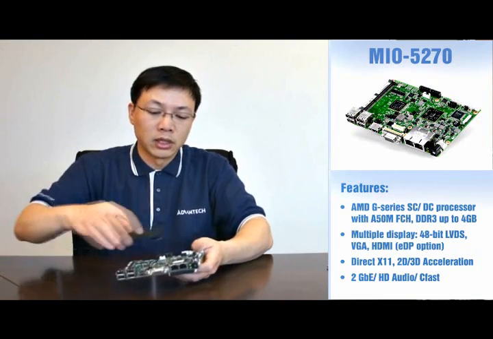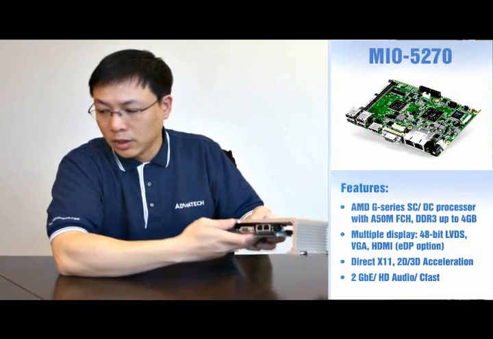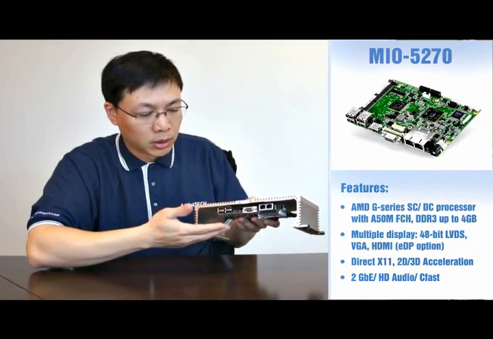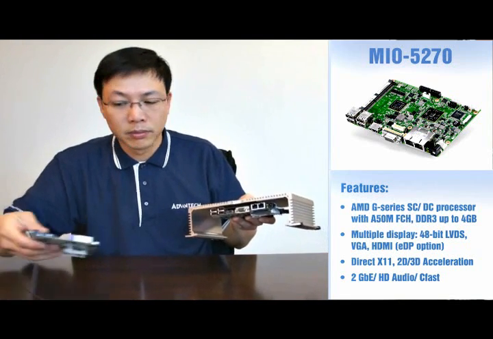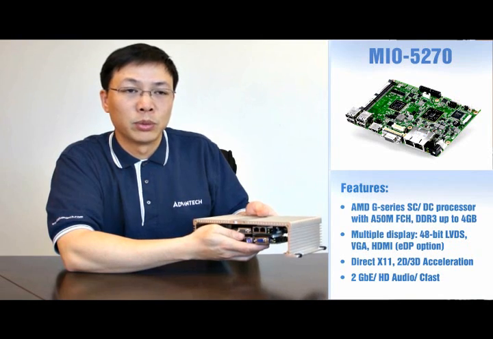You can utilize the heat spreader, your compact chassis, as a thermal solution. And then finally, if the I/O on board is insufficient for your need, you can add an I/O module underneath the board utilizing the MIO 3.0.